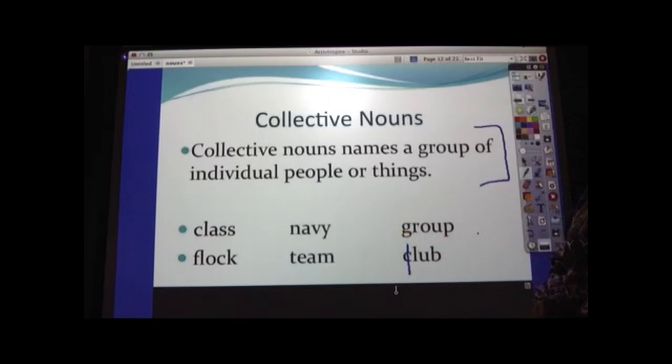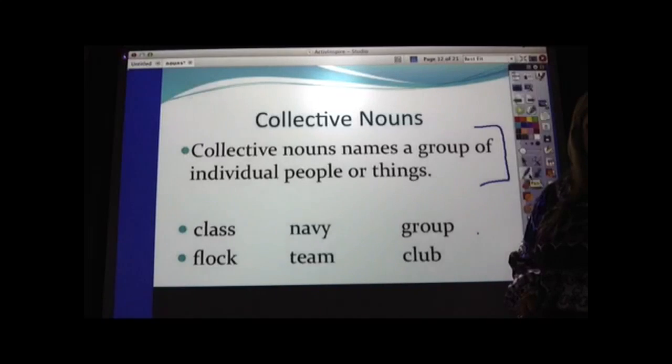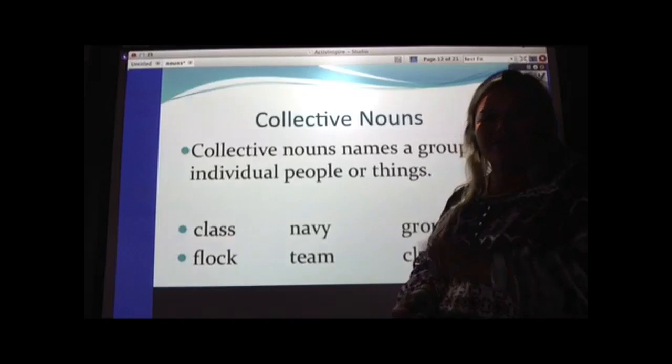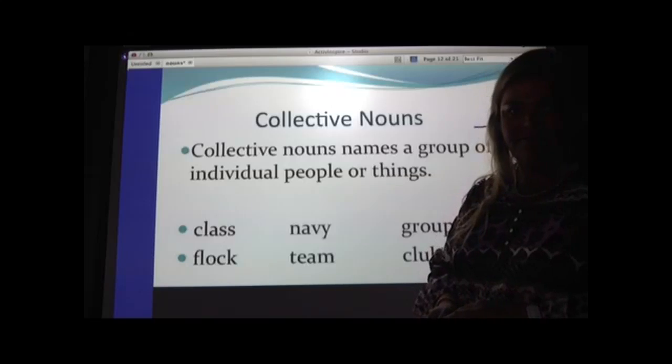A flock of seagulls, a flock of geese, a team of players, or a club, which represents a group of students, or group of individuals. So that is a collective noun. It names a group or collection of people or things. So there we go. We've got common nouns, proper nouns, compound nouns, and collective nouns. The four types of nouns that you need to know for 7th grade.